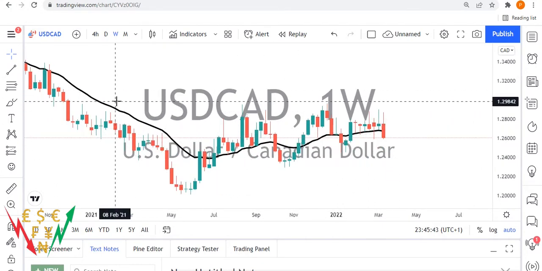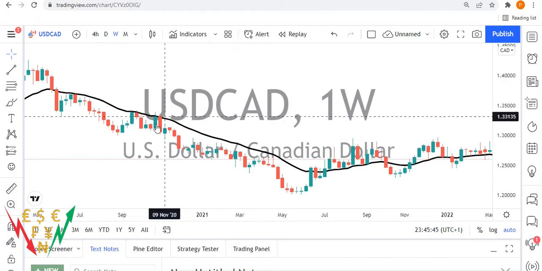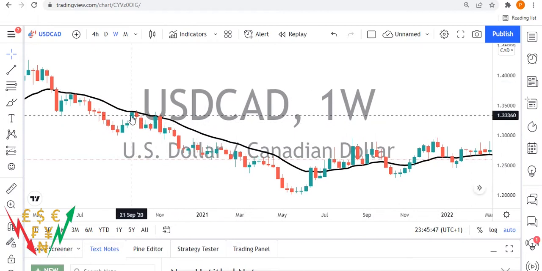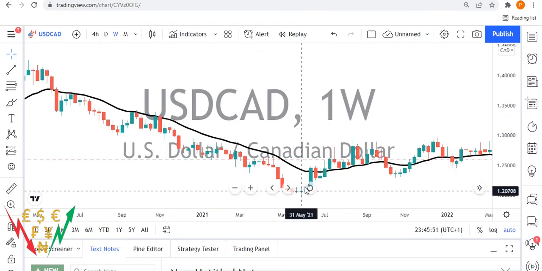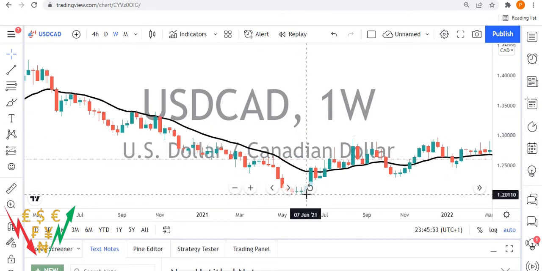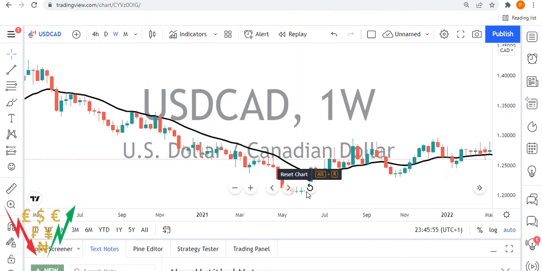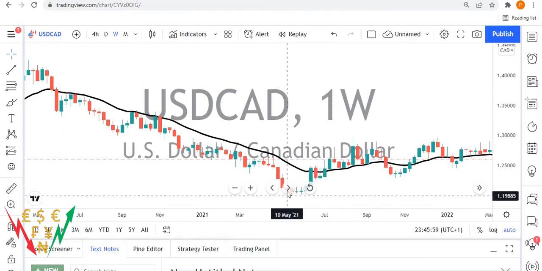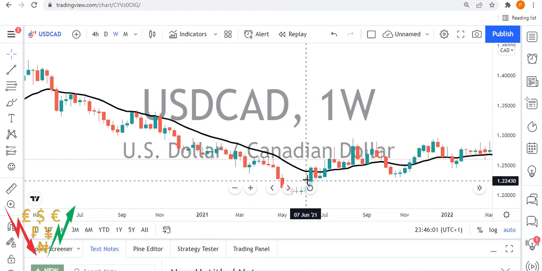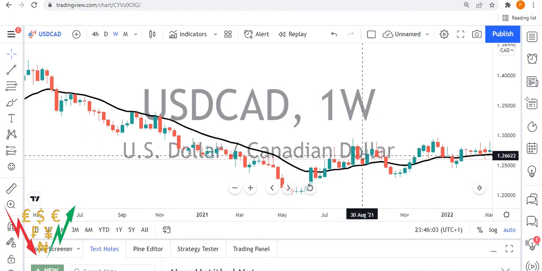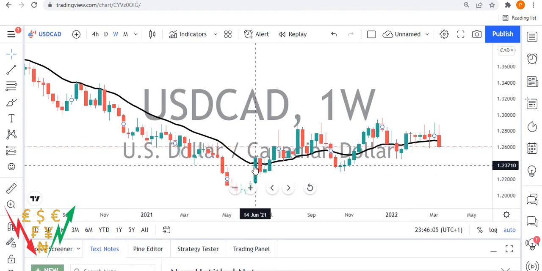From the technical aspect, guys, we can see USD/CAD from this point here, September 2020, the price has been on a downtrend. Remember, guys, on the weekly chart, we're looking at the USD/CAD weekly Forex market analysis for next week. So from this point here, the price has actually been going higher.